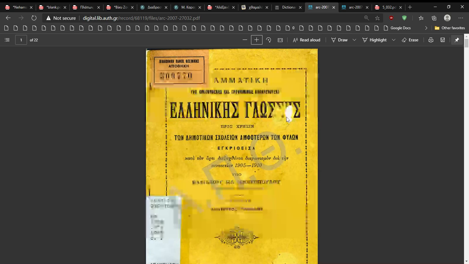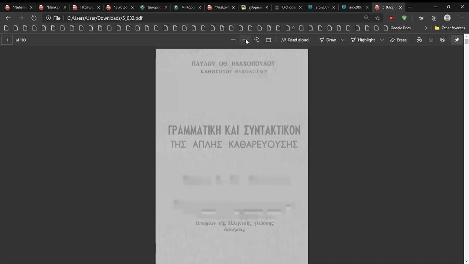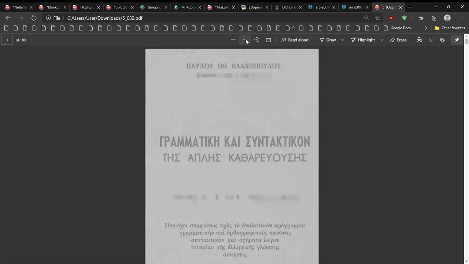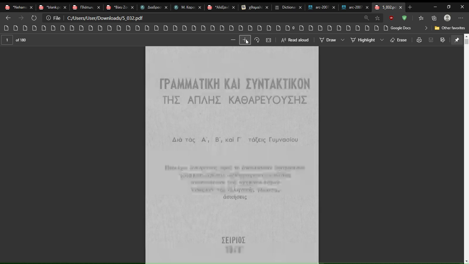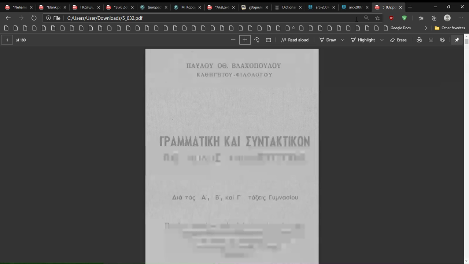And the second book, which I have here, was published in the last year of the dictatorship. So this would be much closer to what my father would be taught at school. It was published in 1974. Now, let me make a few remarks at the beginning about these two books.